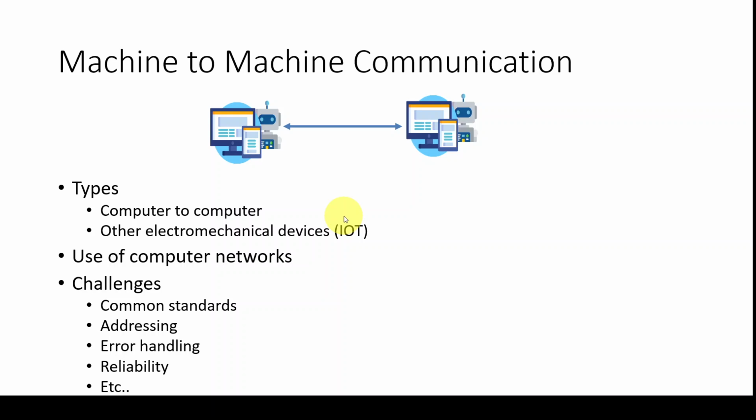Again, we have some challenges in machine to machine communication. So we need some common standards so that these devices can communicate. We need an addressing schema, possible error handling, reliability. So they are all some concerns or challenges that we have to address in machine to machine or computer to computer communication, the communication between devices.